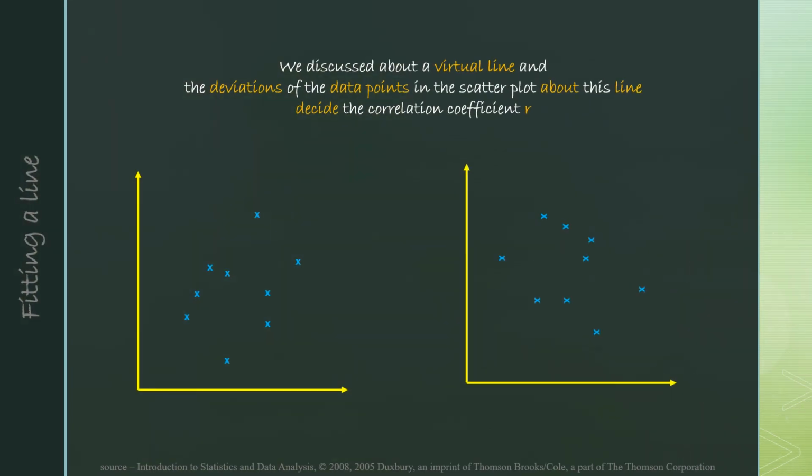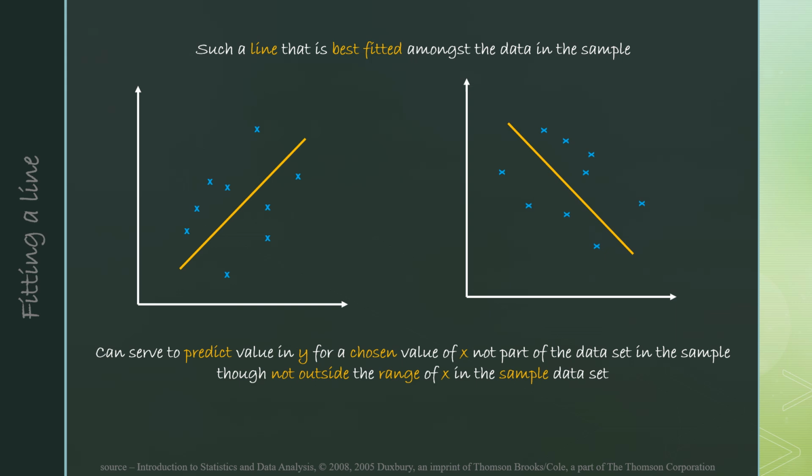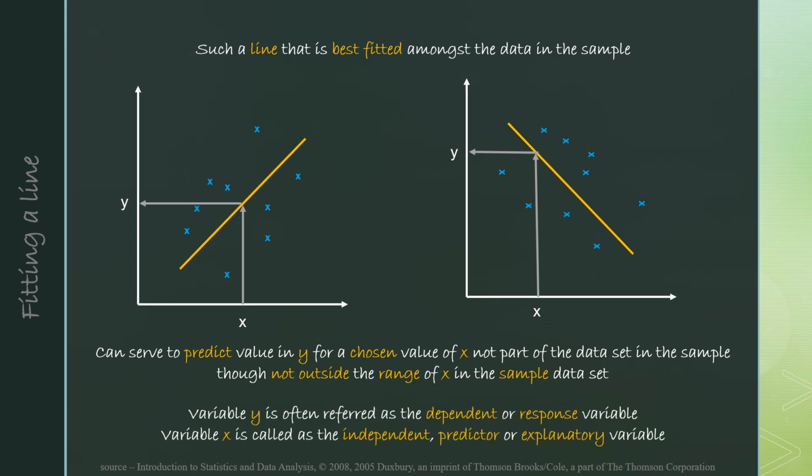We discussed a virtual line, and the deviations of the data points in the scatter plot about this line decide the correlation coefficient r. Such a line that is best fitted amongst the data in the sample can serve to predict a value of y for a chosen value of x, not part of the data set in the sample, though not outside the range of x in the sample data set. Variable y is often referred to as the dependent or response variable, and variable x is called the independent, predictor or explanatory variable.